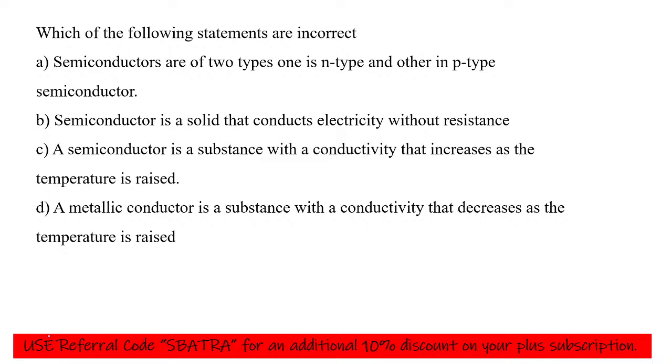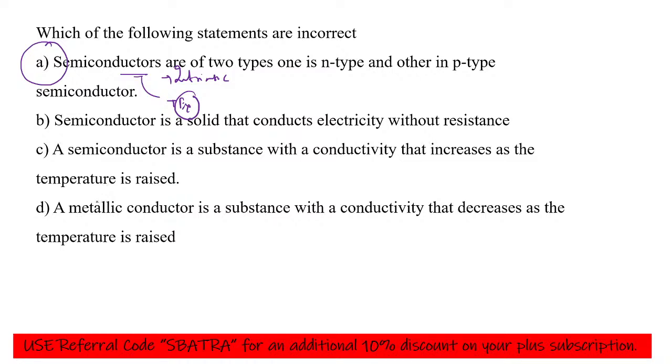Which of the following statements are correct? Semiconductors are of two types, N type and P type semiconductor. Is it correct or incorrect? This is your incorrect statement. Semiconductors are of two types, definitely, but not N or P. They are intrinsic and extrinsic. In extrinsic we have P type and N type semiconductor. So this is your incorrect statement, first one.